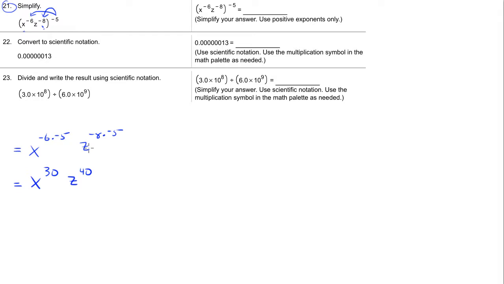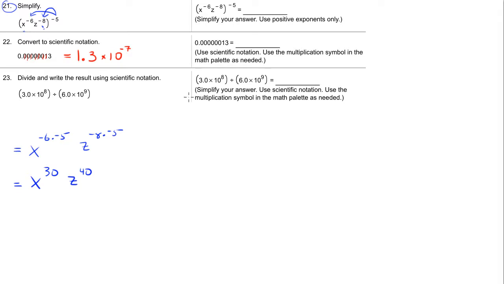Great. 22. Convert to scientific notation. Okay, let's count. 1, 2. So 1, 2, 3, 4, 5, 6, 7 spots. This is going to be equal to 1.3 times 10 to the negative 7.